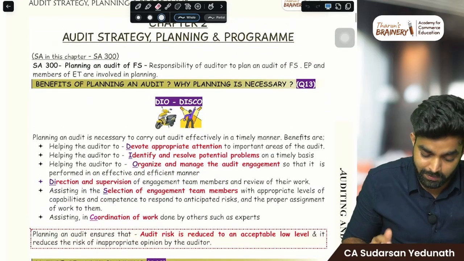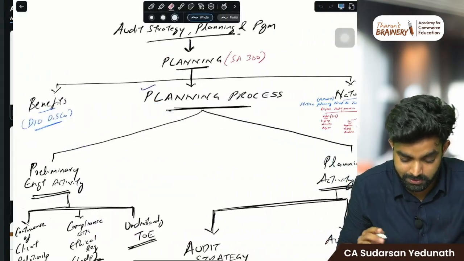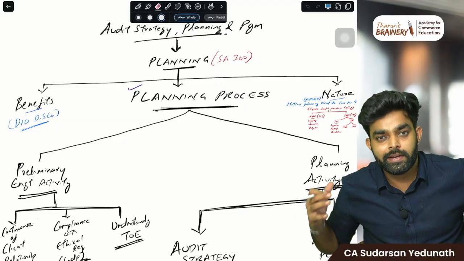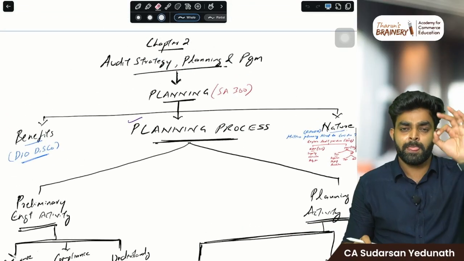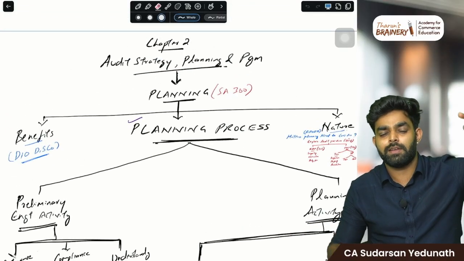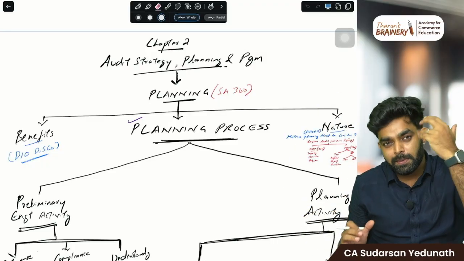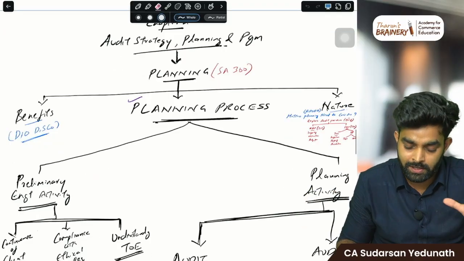So before we start with this chapter, let me give you the structure of this chapter. This is my approach towards teaching. This is how I teach, because in auditing, students will forget everything if they don't have the structure of the chapter in their head. Many techniques are there to remember auditing.